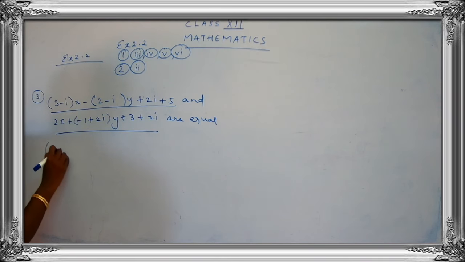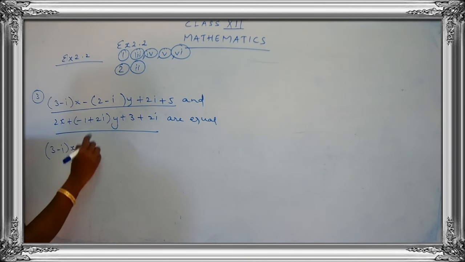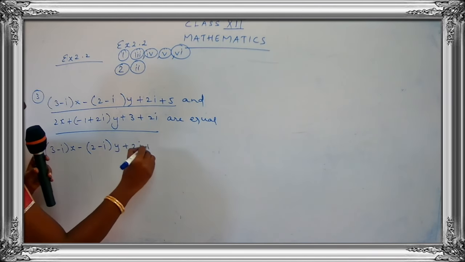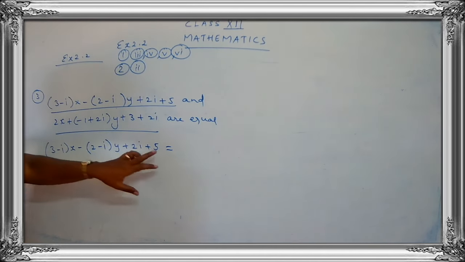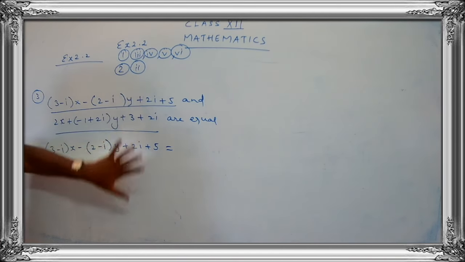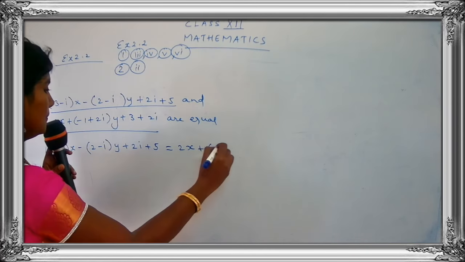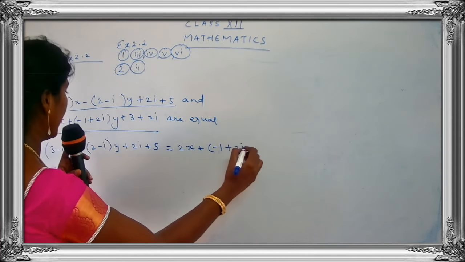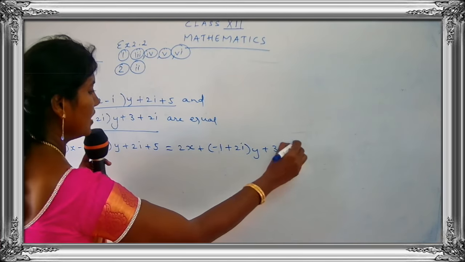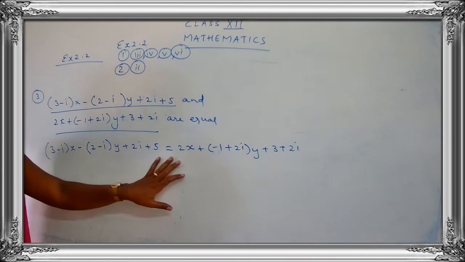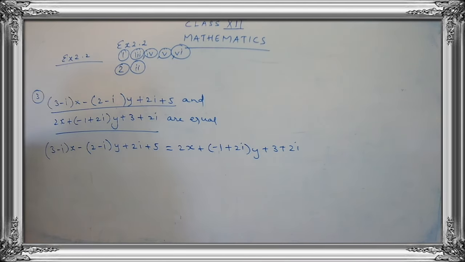Write down the sum. (3 minus i) the whole x minus (2 minus i) the whole y plus 2i plus 5 is equal to, I am putting an equal to sign here because in the question both the complex numbers are equal, so I am just equating them. Equal to (2x minus 1) y plus 3 plus 2i. See, I have just taken both the complex numbers and I am just putting an equal to sign. That's all. Simple. Have you taken down? Okay, good.